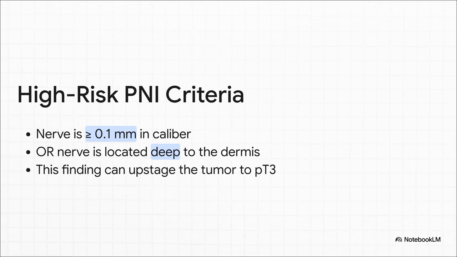But here's a key detail you can't miss. For staging, not all PNI is created equal. To kick a tumor up to a pT3, the nerve involved has to be pretty big, at least 0.1 millimeters, or it has to be deep to the dermis. That deep location is a really handy surrogate for size. It means you can make this critical call even if you don't have your micrometer handy.